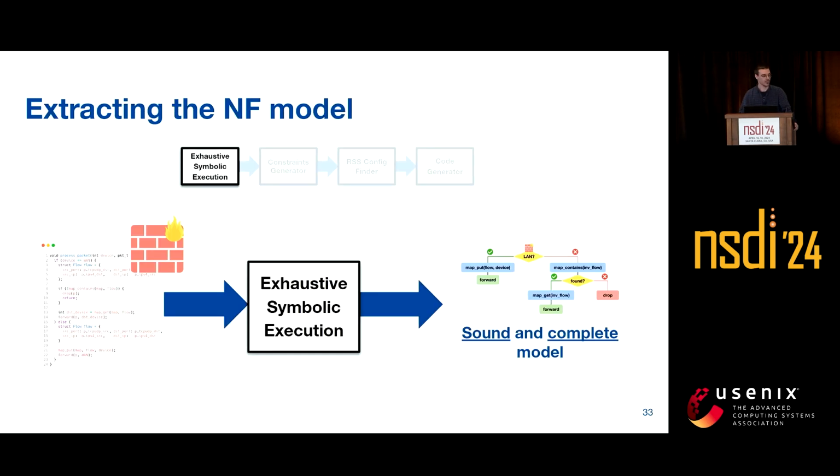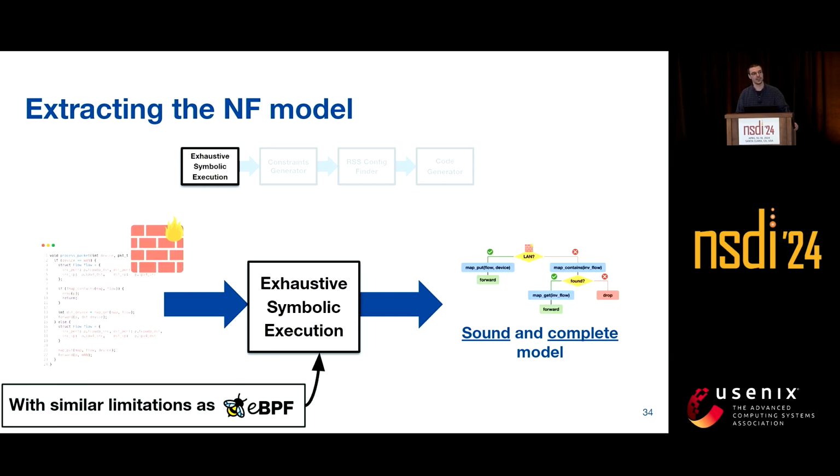Grabbing our firewall example, we feed the sequential code of our firewall into the exhaustive symbolic execution engine, which gives us a sound and complete model of it. One of the main challenges of exhaustive symbolic execution is scalability due to path explosion. But fortunately, because we're dealing with a very constrained domain, the NF domain, this is actually tractable. Our NFs have similar constraints to the ones found in frameworks commonly deployed, such as eBPF.